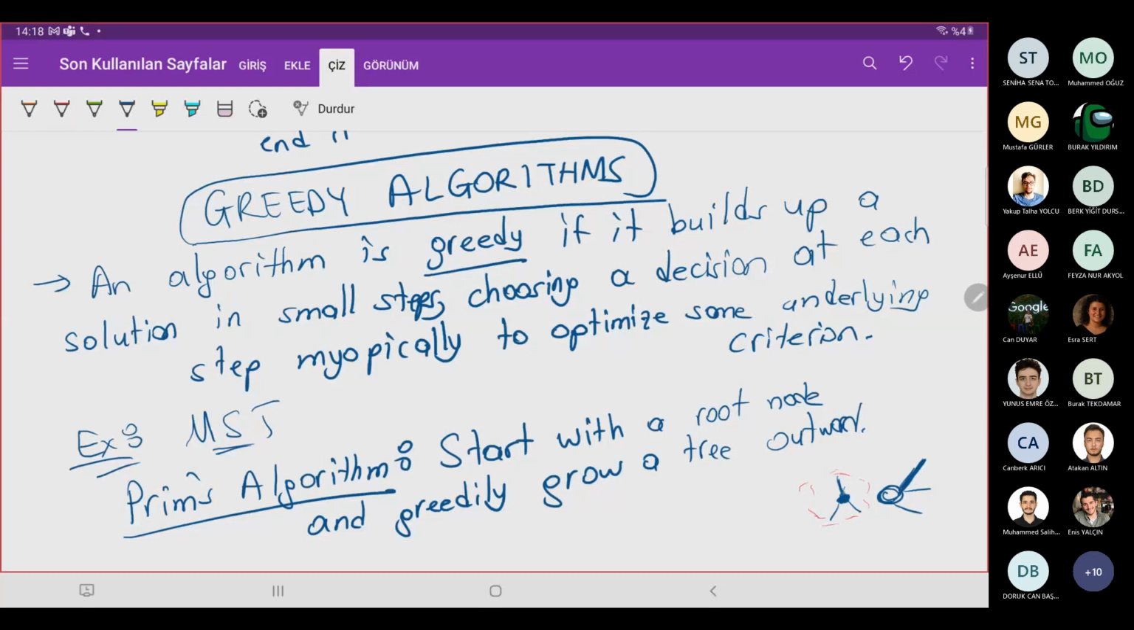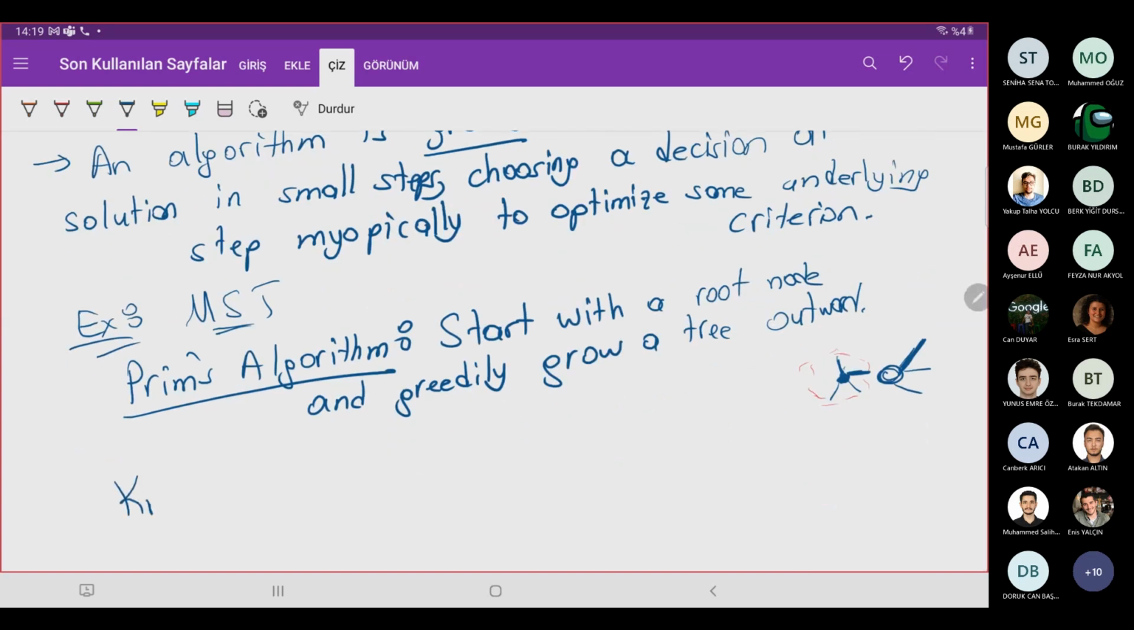So I picked this one to optimize some underlying criterion. So of course, the decision I make should be compliant with my criterion. My criterion in minimum spanning tree was to minimize the total cost of the edges, okay? That's why I picked the edge with the minimum cost in that neighborhood. So with Kruskal's algorithm also, the logic, although the operating principles are a little bit different, again, the logic is the same. It's again greedy, okay?